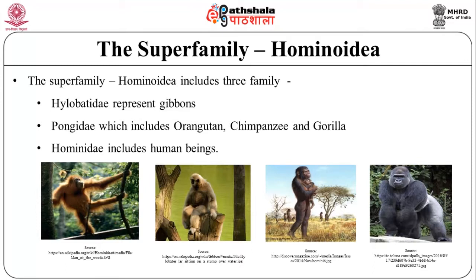The superfamily Hominoidea includes three families: Hylobatidae, which represents gibbons; Pongidae, which includes orangutan, chimpanzee, and gorilla; and Hominidae, that is human beings.